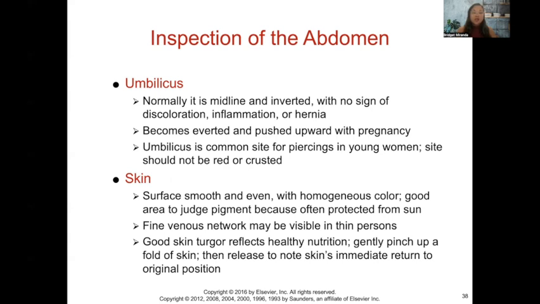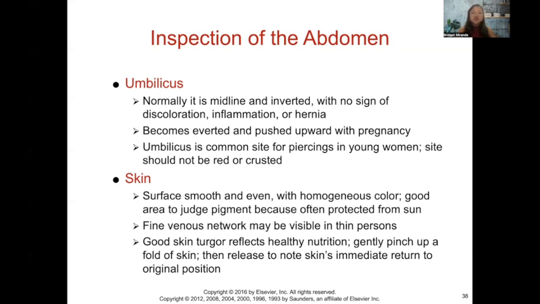You're also going to inspect the umbilicus and the skin. So we know that we inspect skin at every juncture of our body, and you're looking for a smooth, even, homogeneous color appropriate to their race and ethnicity, making sure that there is even pigmentation. And it is a really good area to judge what their baseline pigmentation is, if they protect this area from the sun, but some bathing suits don't allow for that. So you might have to look at a different area to see what that baseline pigmentation is.